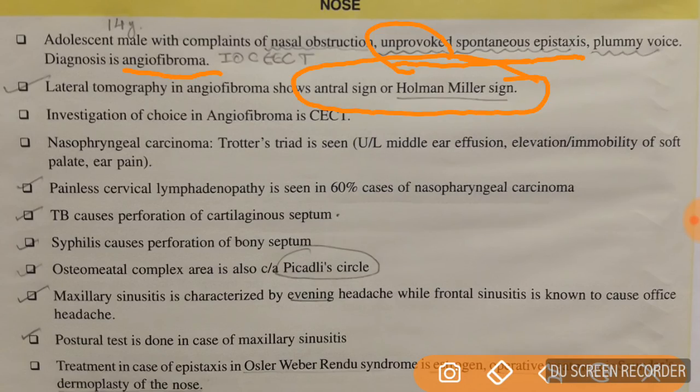Nasopharyngeal carcinoma shows Trotter's triad, and the investigation of choice for nasopharyngeal carcinoma is MRI. Trotter's triad is seen in nasopharyngeal carcinoma: unilateral middle ear effusion, elevation or immobility of the soft palate, and earache. So fifth nerve is involved here, trigeminal nerve, and palatal palsy is there, and middle ear effusion is seen. It is a very radiosensitive tumor. Painless cervical lymphadenopathy is the most common manifestation of nasopharyngeal carcinoma.